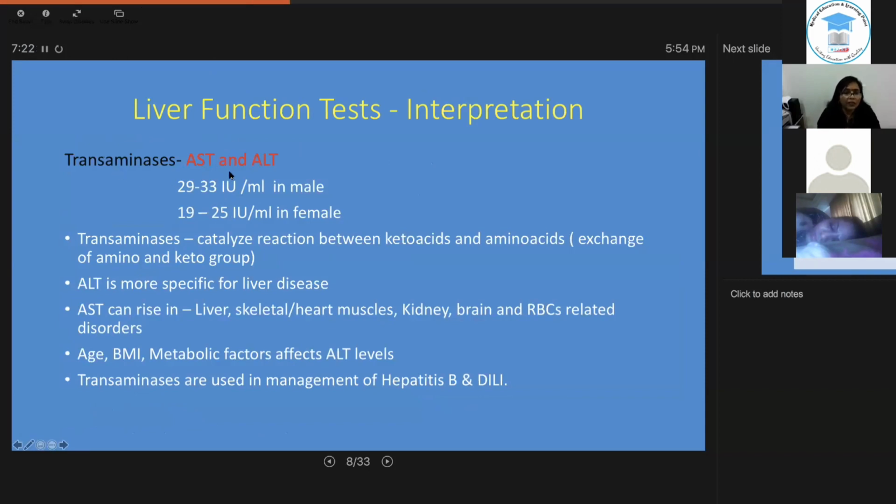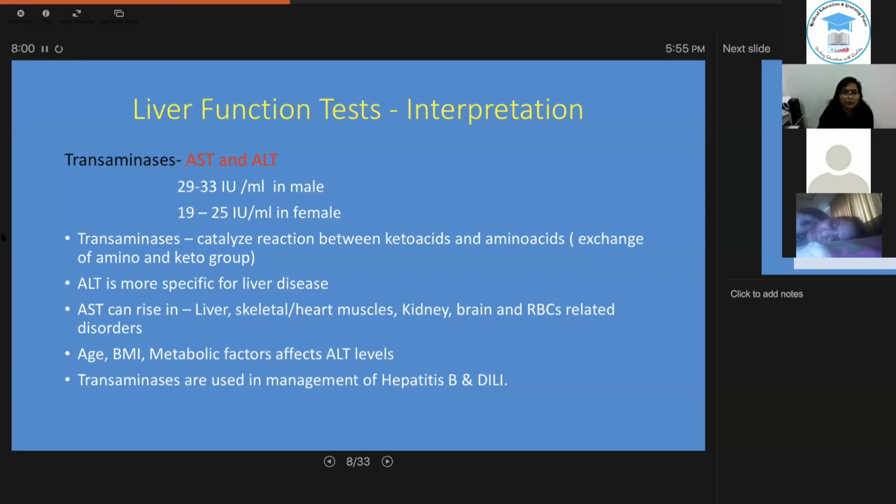First are the transaminases. They are AST and ALT. The normal level previously, what we used to study in our MBBS days, was from 20 up to 40. That was the range given. The upper limit was 40. But now in the recent ACG guidelines, they say the upper limit has been reduced in males to 29 to 33, and for females, it is 19 to 25. So this range is very important to keep in mind when we assess the transaminases in patients.